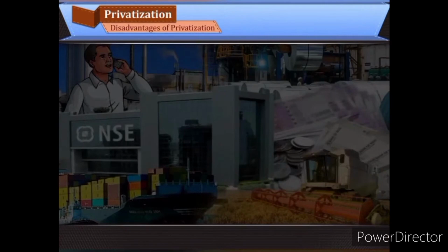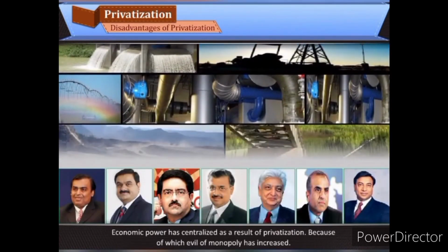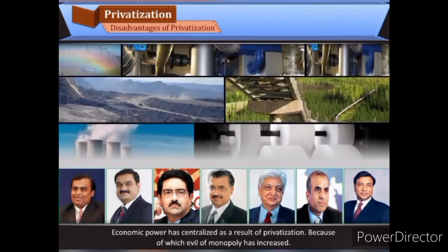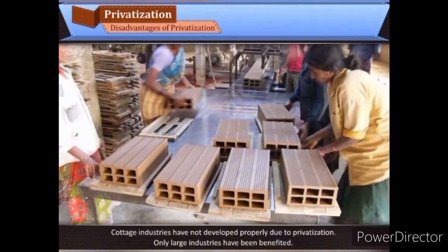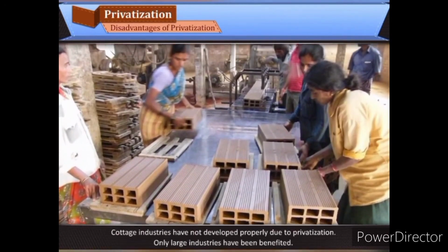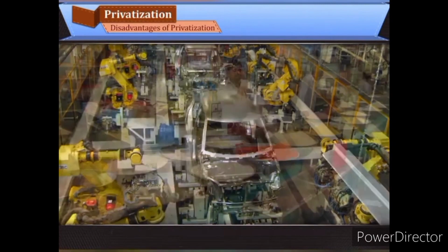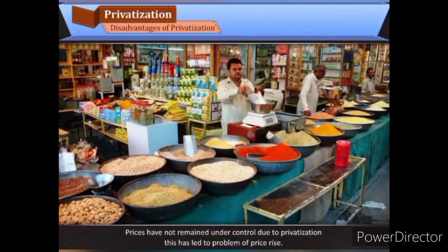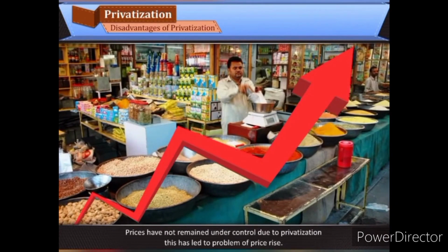Disadvantages of privatization. Economic power has centralized as a result of privatization, because of which the evil of monopoly has increased. Cottage industries have not developed properly due to privatization. Only large industries have benefited. Prices have not remained under control due to privatization. This has led to the problem of price rise.